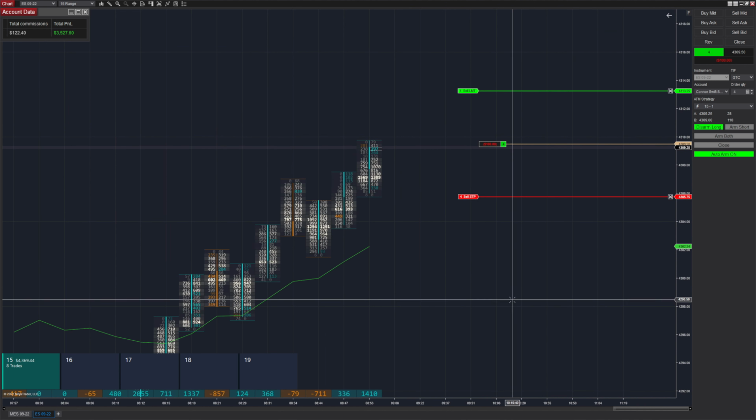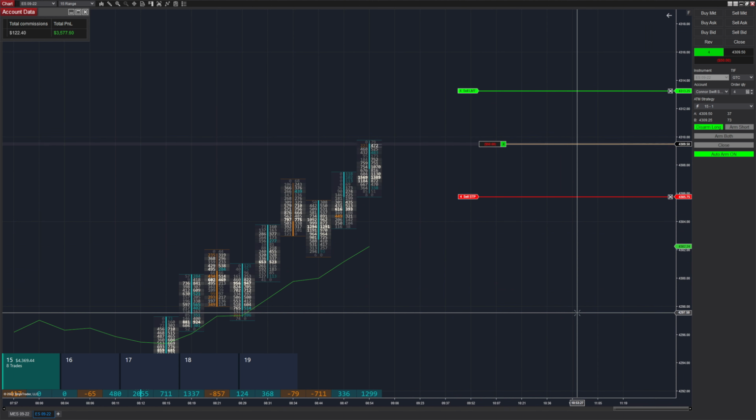We get that nice target fill there, pushing us right into another trade on the stack that caused us to get filled in the first place. Very straightforward trade there.